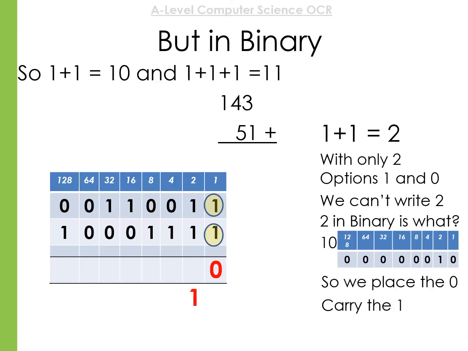But in binary, this is slightly different. We know that when we're doing 143 plus 51, we can write it out in binary as shown on the screen. But 1 and 1 equals 2. And we can't write a 2 in the box because 2 is illegal in binary. We can only use 1 and 0, on and off. So to do 2, we have to write in binary 1, 0. We use the same rules of carry as we do in maths. The 1 goes underneath the next column and the 0 ends up in the column that we've used.